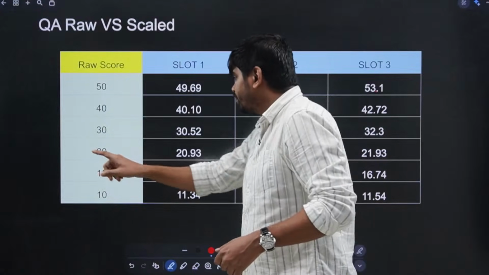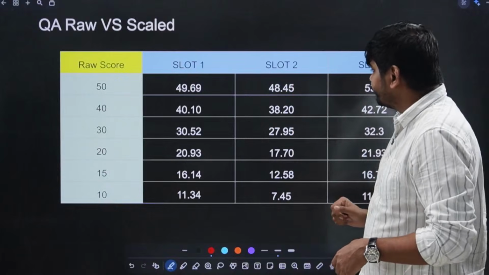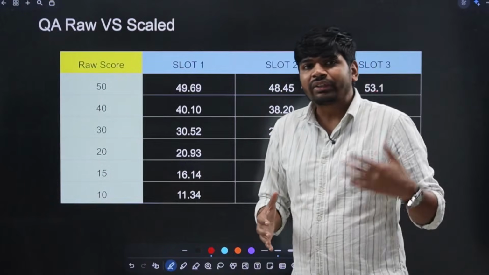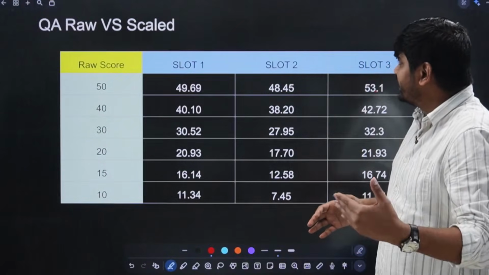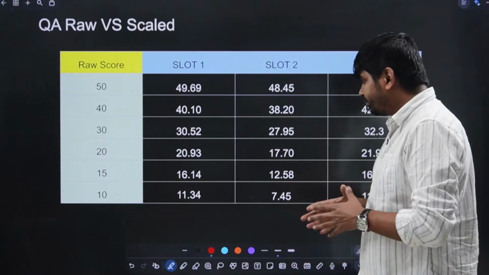Similarly, at 20 marks also, a scale down of 2 marks is done on slot 2, because people have done very well in slot 2 and it was easier as compared to slot 1 and slot 3. That is why it is getting scaled down.